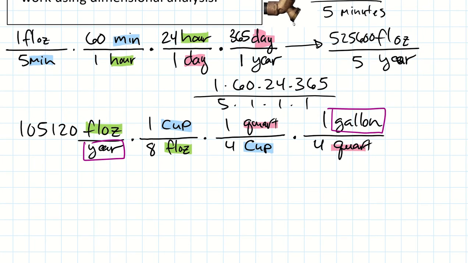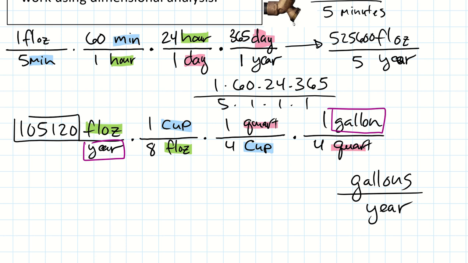So now it's just a matter of doing arithmetic, and I'm going to use a calculator. But I know that the units for my answer are going to be gallons per 1 year. In my numerator, I can see I have this very large number. This is the number 1. So I've got 105,120 times 1 times 1 times 1. So the only number in my numerator is 105,120. And in my denominator, I've got 1 times 8 times 4 times 4. So I'll just go 8 times 4 times 4, which is 16 times 4. 8 times 4 times 4 is 128.